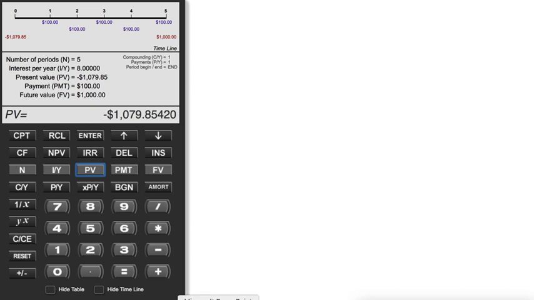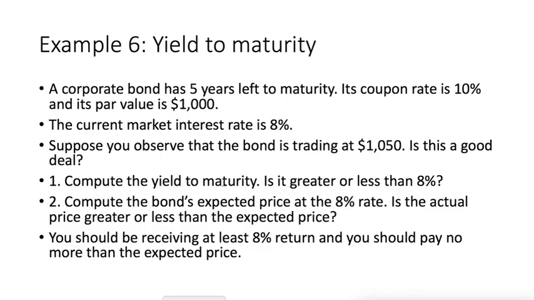So basically this tells me that I'm not willing to pay any more than $1,079 for this bond. Well, the good thing is it's trading less than that, right? And so to me that sounds like a good deal. So the bottom line here is that the current market interest rate is 8%. The bond is currently trading at this price of $1,050, and the question is, is that a good deal? And we saw from either option 1 or option 2, they both get at the same thing, that yes, it is a good deal.